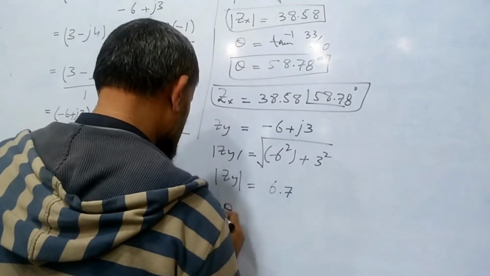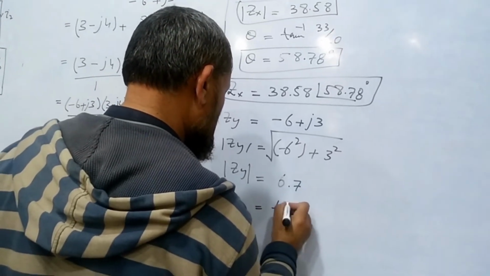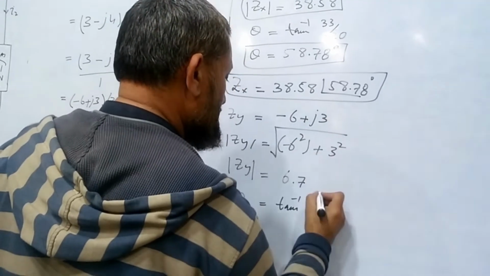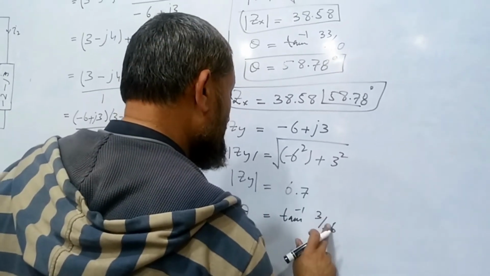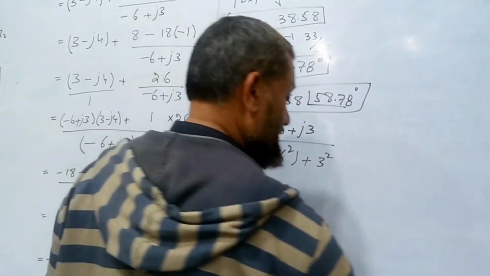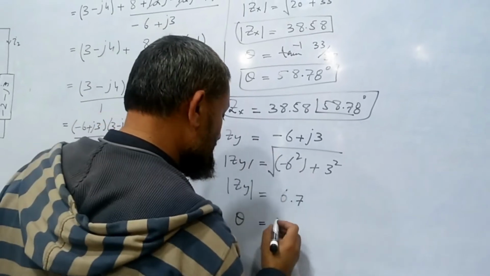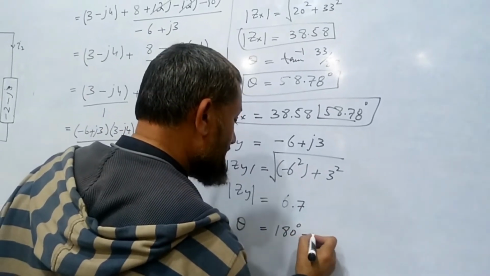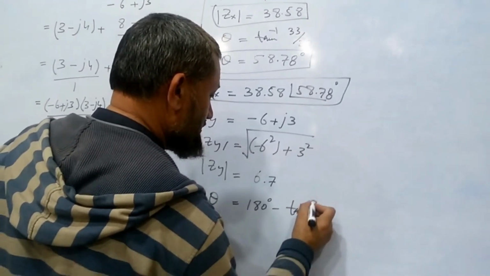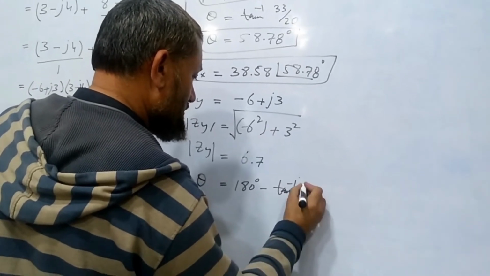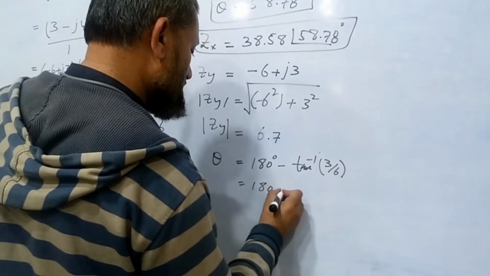And how about theta? Tangent inverse 3 divided by minus 6. But look at over here, this is a special case for theta, you know. When real is negative, you should take 180 degrees minus tangent inverse 3 by 6. Understand? So 180 minus how much is tangent inverse 3 by 6?